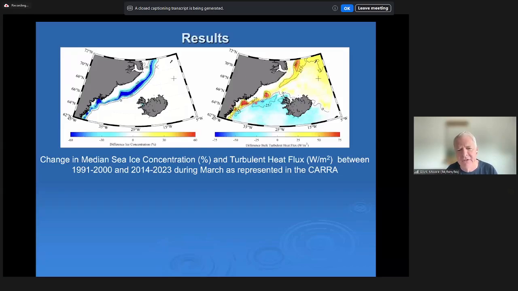And you notice these increases are largest, upwards of 75 watts per meter squared, again, in the region of these two notches. So these notches are regions where there's been a much larger increase in the heat fluxes in this region here.